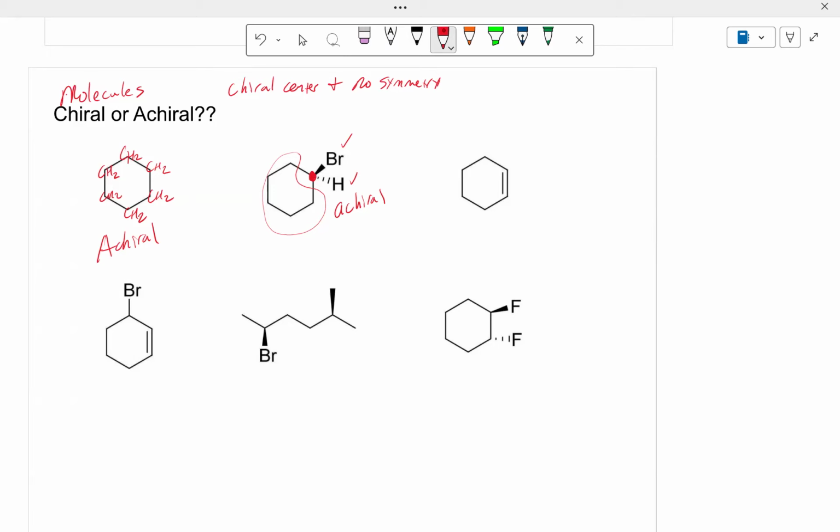Now let's look at the third one. Okay, so again, let's go through what it means for a carbon to be chiral. Well, I can eliminate these carbons because they're sp2. A chiral carbon has to be sp3. And I can eliminate the rest of these because they're all CH2s. So no chiral centers means this whole compound is achiral.